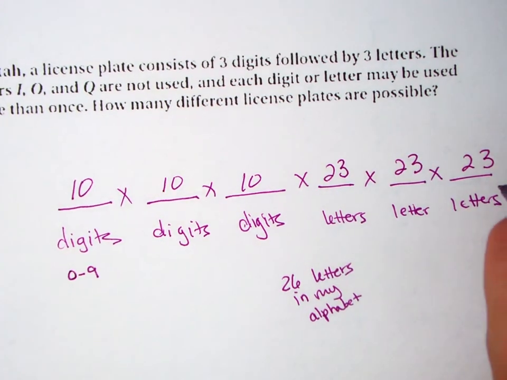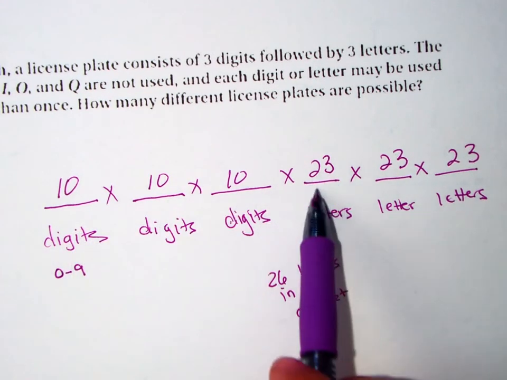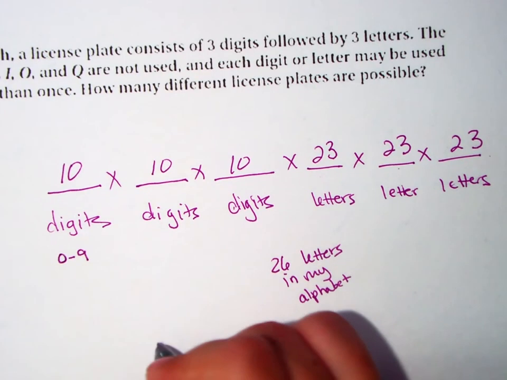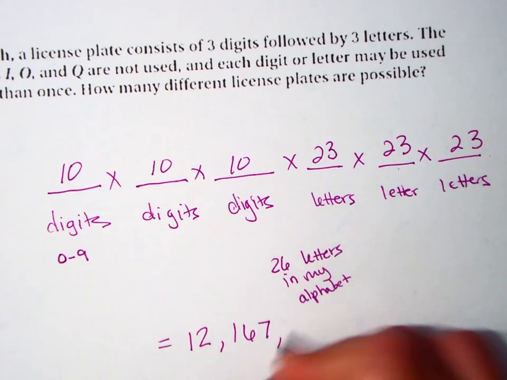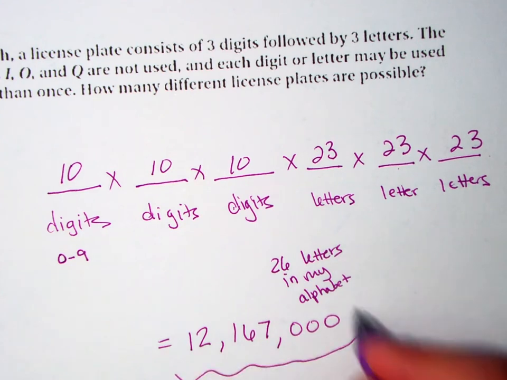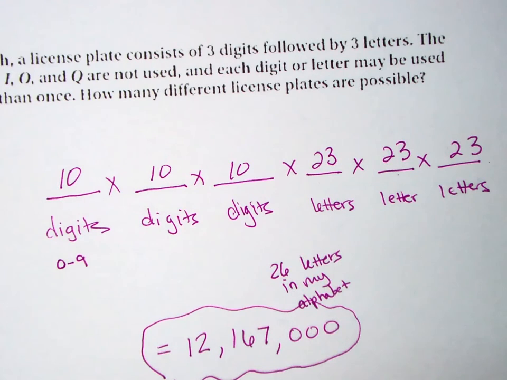Okay, so use your calculator. You are going to do 10 times 10 times 10 times 23 times 23 times 23. And our answer we're going to get is 12,167,000. Okay, so we are multiplying all of our combinations together.